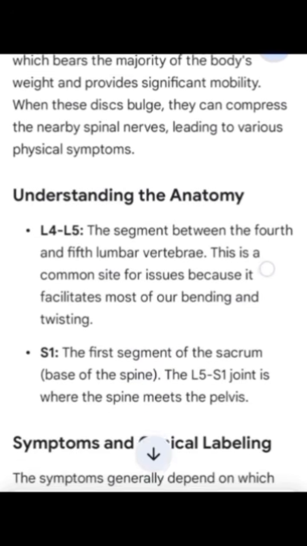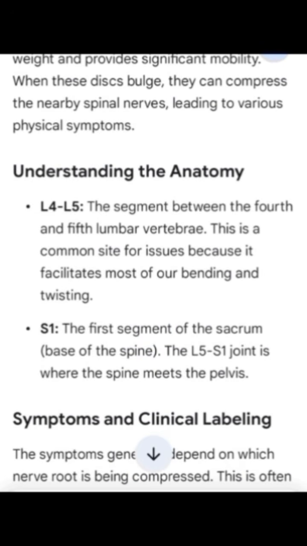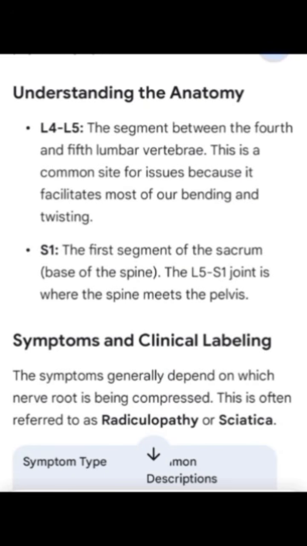Understanding the anatomy. L4, L5: the segment between the 4th and 5th lumbar vertebrae. This is a common site for issues because it facilitates most of our bending and twisting. S1: the first segment of the sacrum, the base of the spine. The L5-S1 joint is where the spine meets the pelvis.